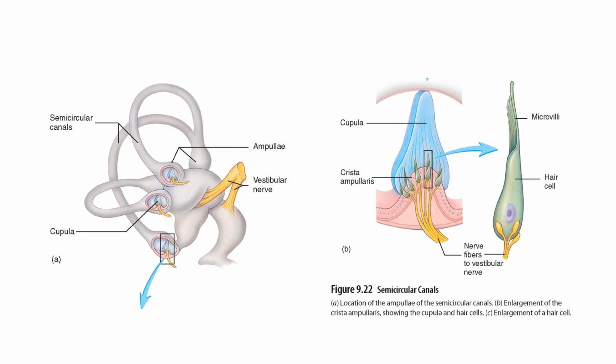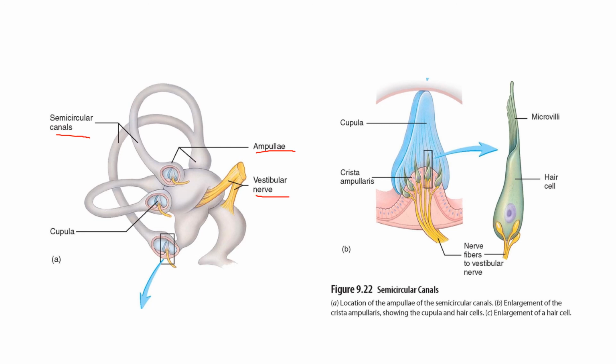So these are the semicircular canals. The location of the ampulla of the semicircular canals is found here in image A. As you see, here are the ampullae, and then the semicircular canals. You have here your vestibular nerves, and then the cupula.